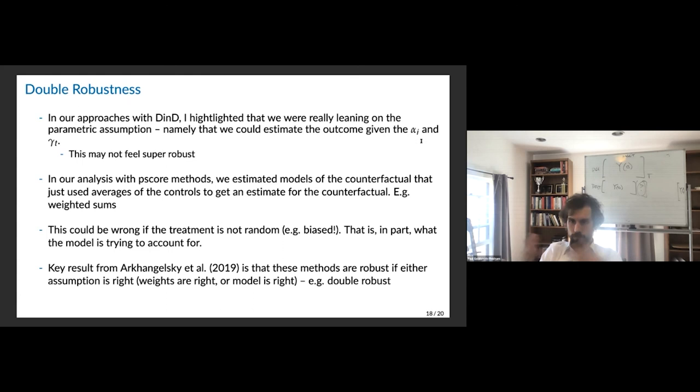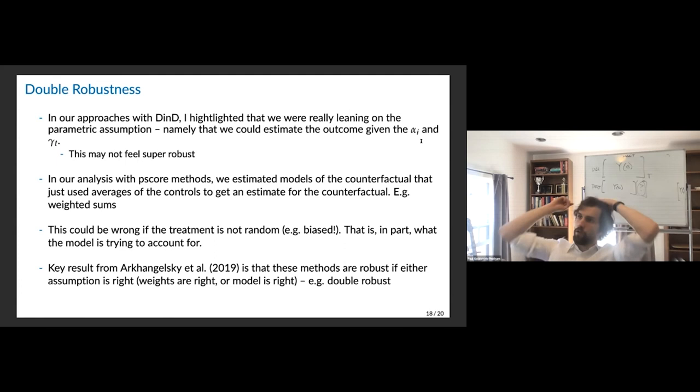Then it was potentially testable. We can do some other things. And the concern there, and this came up a little bit with the Roth papers, was that this might not feel super robust. In contrast, in our analysis with p-score methods, we estimated models of the counterfactuals that just use averages of the control outcomes. So using covariates to weight up and do these weighted sums, with the understanding that if we got those p-scores right, we would be getting the correct counterfactual.